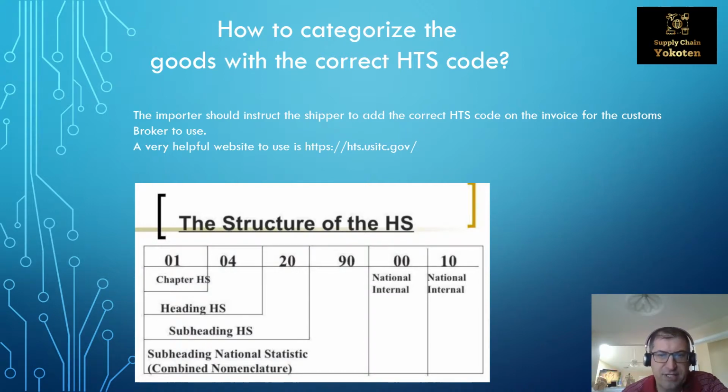The structure of the HS code: the first couple digits are the HS, then the HS heading is the next digit, and the subheading, and the national statistics are the last 4 digits. From this structure you'll be able to see what the tariff rate is. There's also some additional tariffs that we'll go into later.